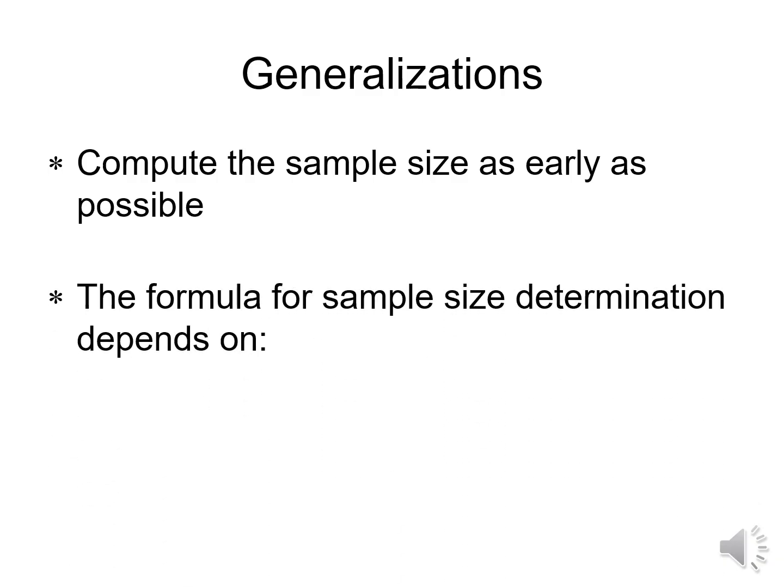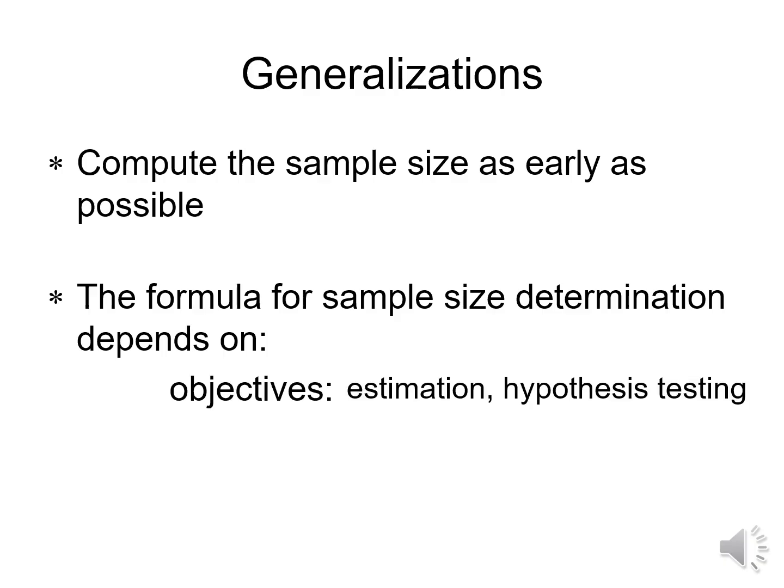The formula for the computation depends on, one, the study objectives, whether estimating a mean or a proportion, or testing the hypothesis of a difference between groups on a mean or a proportion. For example, a study to determine the prevalence of e-cigarette use among adolescents will entail an estimation formula, while a study to determine differences in the prevalence of e-cigarette use among adolescents between public and private schools calls for a hypothesis testing formula.